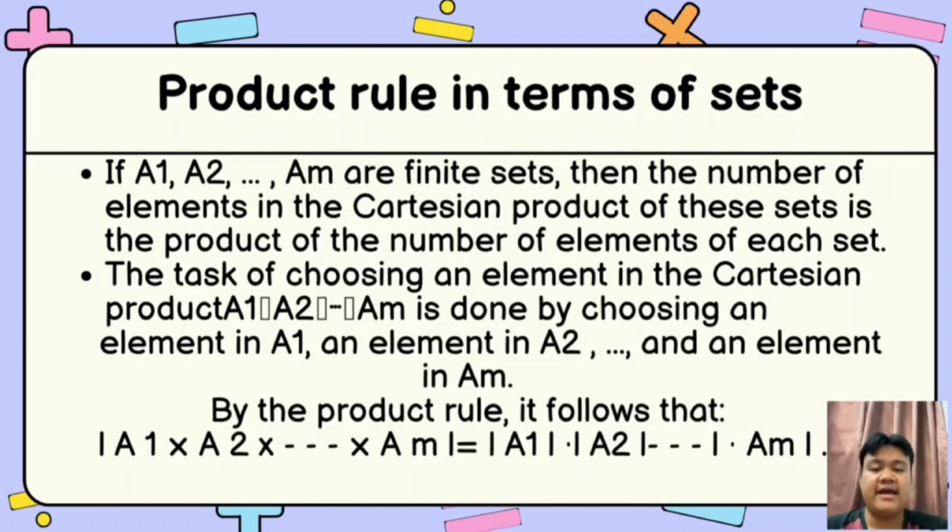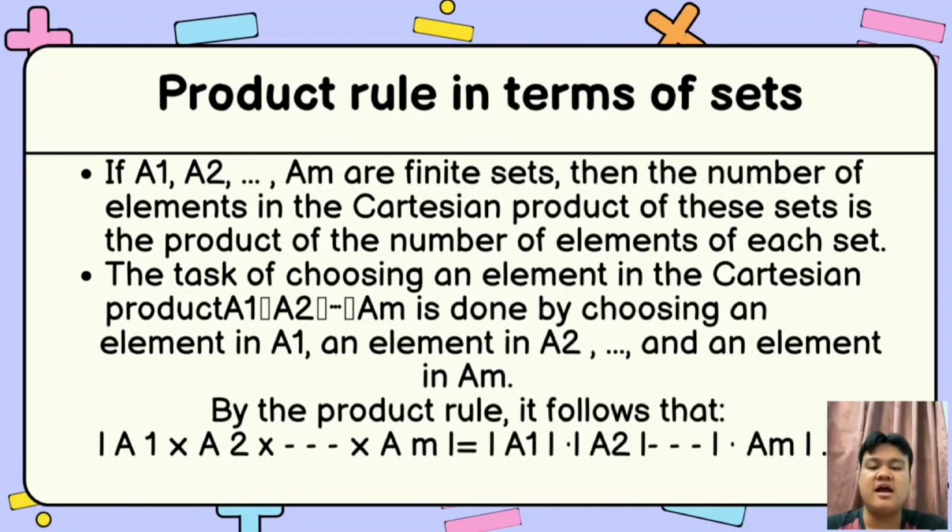Product rule in terms of sets. If A1, A2, up to Am are finite sets, then the number of elements in the Cartesian product of these sets is the product of the number of elements in each set. The task of choosing an element in the Cartesian product A1, A2, up to Am is done by choosing an element in A1, an element in A2, and an element in Am.